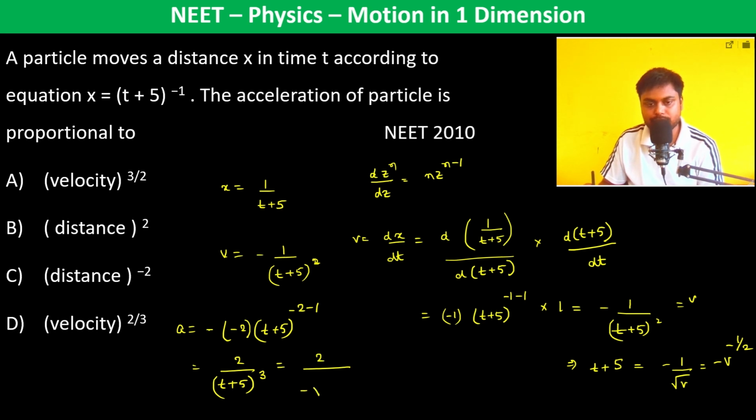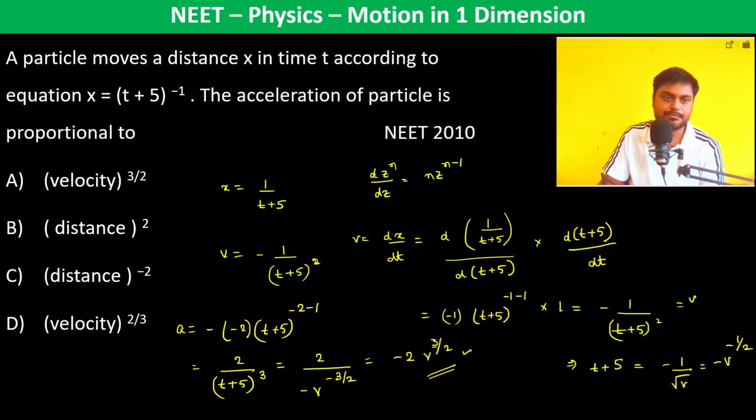So minus v to the power minus 3 by 2, which is minus 2 v to the power 3 by 2, because the minus goes up, so therefore it becomes v to the power 3 by 2. Since acceleration is proportional to v to the power 3 by 2, A is going to be the answer. Thank you.